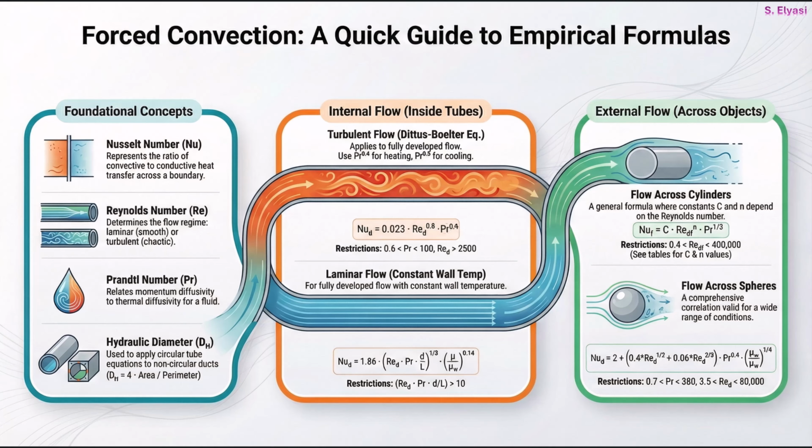So, when it comes down to it, if you understand these core numbers and know your context, internal or external flow, and what the restrictions are, you can grab the right empirical formula instantly and know it's the right one.